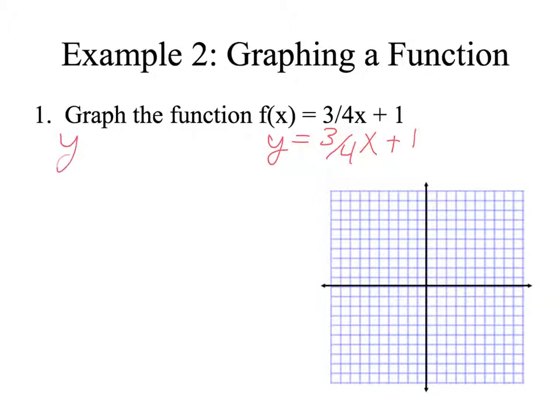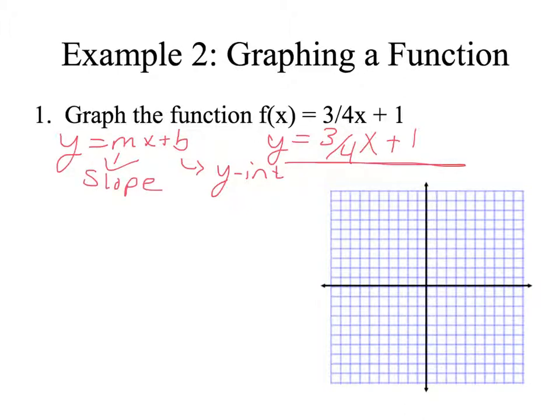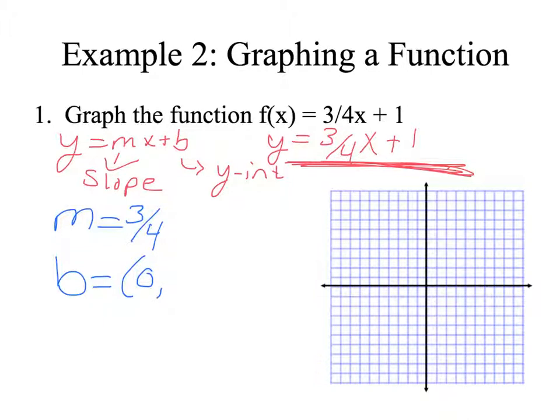We need to go back to that equation, y equals mx plus b, where b is my y-intercept, and m is my slope. So what I want to pull out of my equation here is my slope and my y-intercept. My slope, or m, is always the number in front of the x, so 3/4. And the b value is always going to be 0, and then the number that does not have the x with it, so in this case 0, 1.